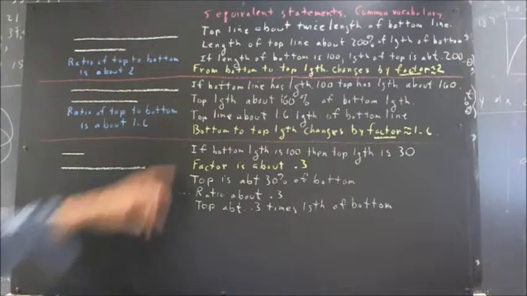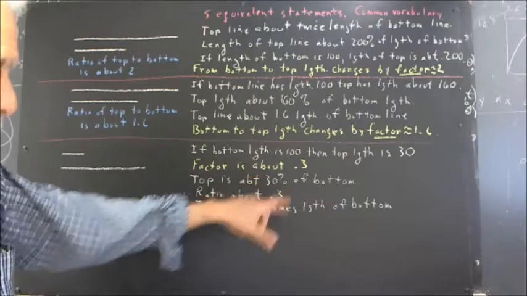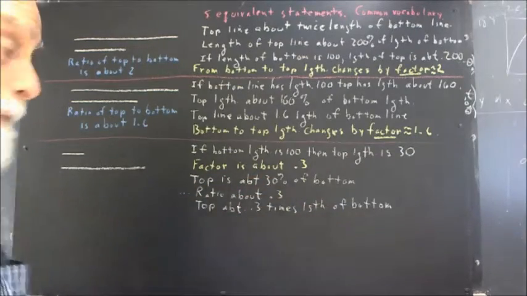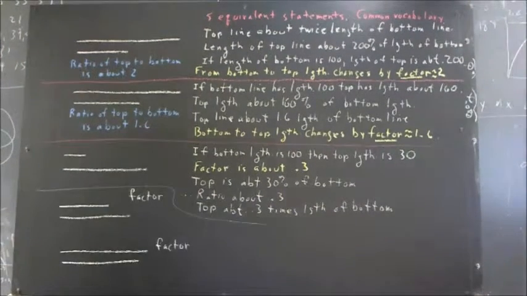And just to flesh this out a little more, I have written the other statements. Top's about 30% of the bottom, ratio's about 0.3, top's about 0.3 times the length of the bottom. Okay, so all those have the same meaning.